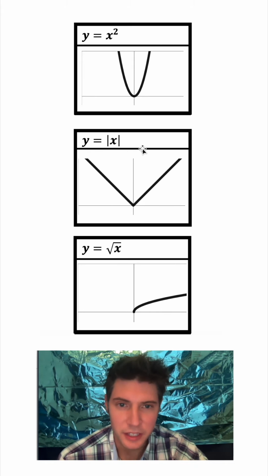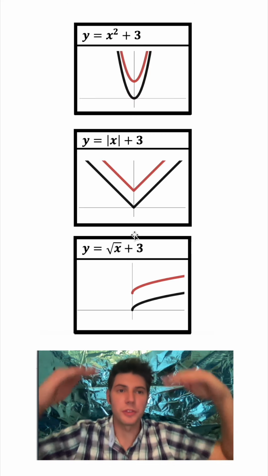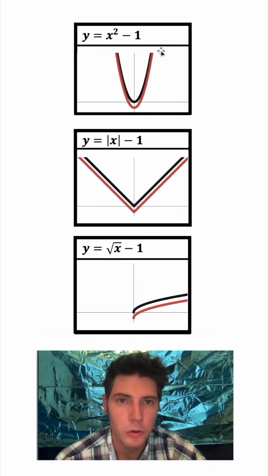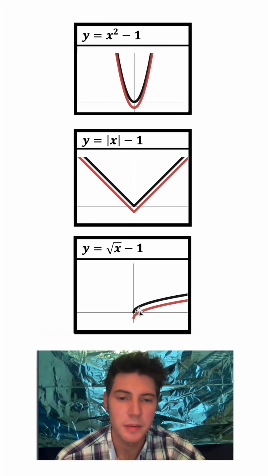If I add something on the outside of each of these, like plus 3, now we get this red graph that is 3 higher than the black one. Shifted the whole thing up 3. And if we do a minus 1, you'll notice the red is 1 below the black. Plus 3 goes up 3, minus 1 goes down 1. And it does the same thing on all 3 of them.